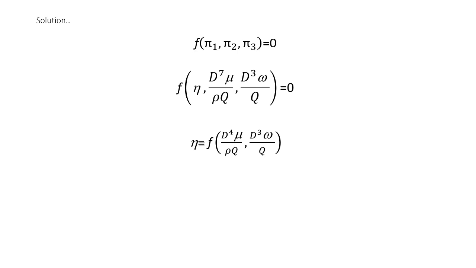Identified pi1, pi2, pi3. Now let us substitute the expressions here. Pi1 is efficiency, pi2 I have substituted, and the expression of pi3 I have substituted. Efficiency is a dependent variable, so efficiency is a function of this. This is the final expression we get. Efficiency is a function of these dimensionless terms. So this is the solution for the problem.